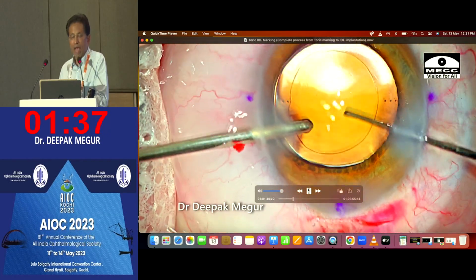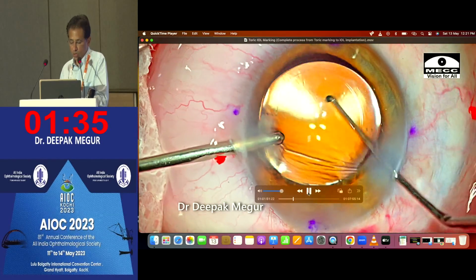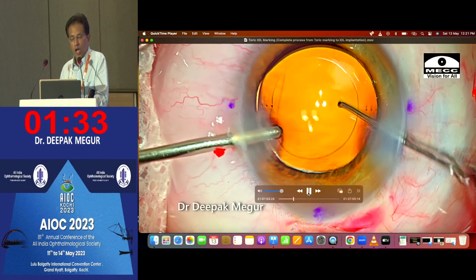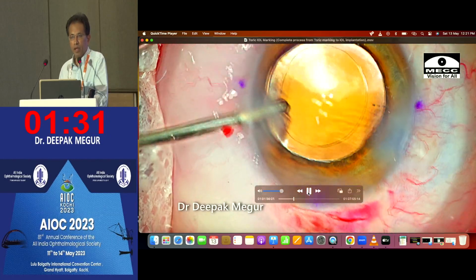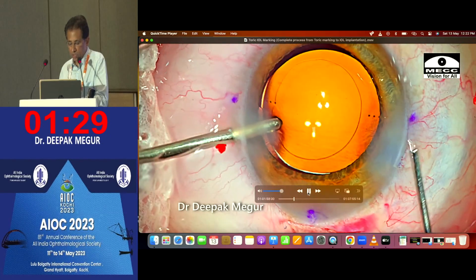So I have not, in my experience, noted a significant rotation. I have been following them for quite some time. And even if rotation happens, it usually happens in the first 10 days, maybe the first day itself, where the maximum rotation happens.